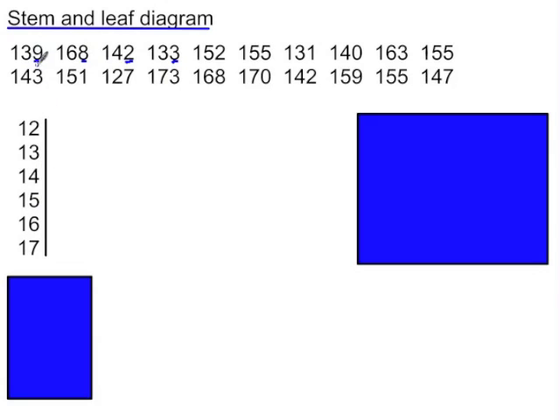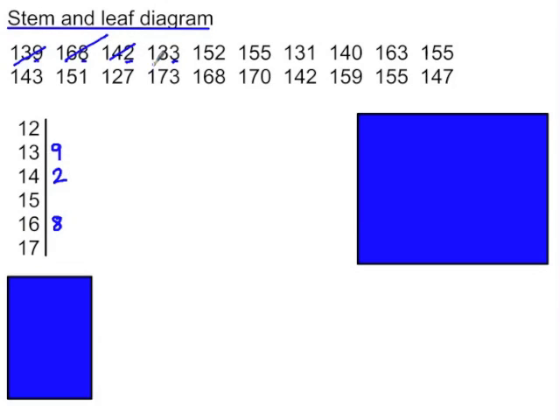In this particular case, we've got 3-digit numbers. The first 2 digits are used for the stem and the third digit will be used for the leaves. Our first value is 139, and so this is represented on the diagram. The 1 and the 3 are already on the stem, and we just add the 9 as the leaf. 168, we already have the 1 and the 6, and we add the 8.